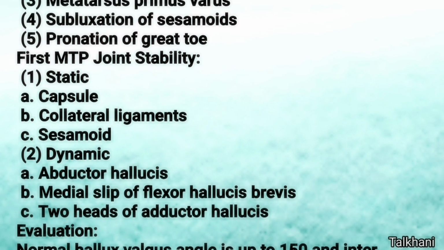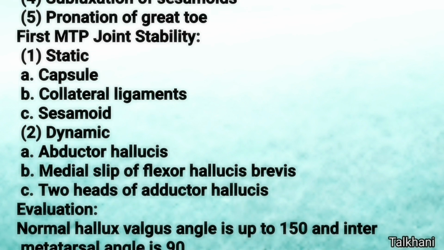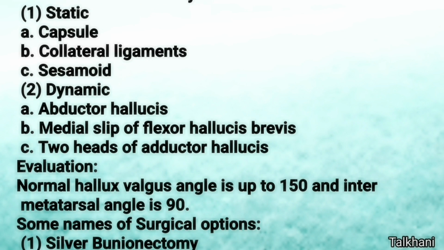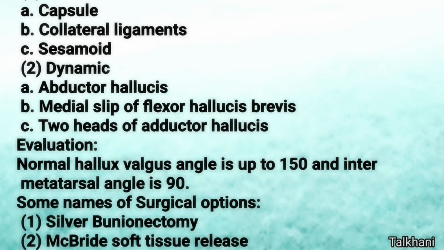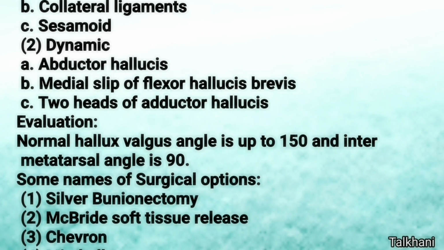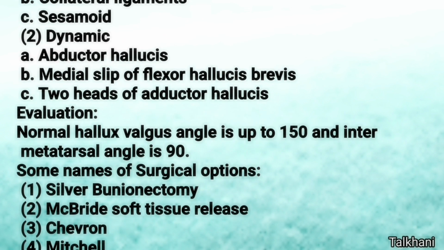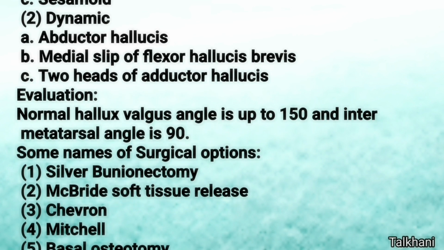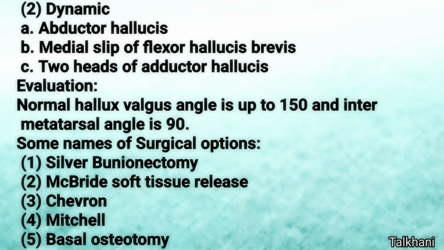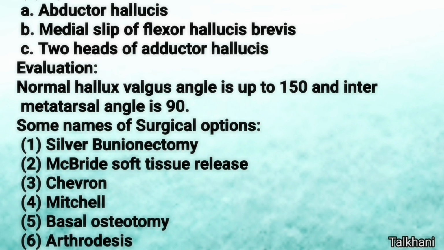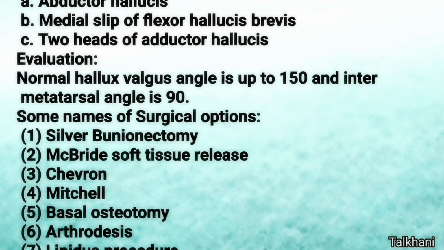First MTP joint has static and dynamic stabilizers. Static stabilizers are capsule, collateral ligaments, and sesamoid ligaments. Dynamic stabilizers are abductor hallucis, medial slip of flexor hallucis brevis, and two heads of adductor hallucis. Normal hallux valgus angle is up to 15 degrees and intermetatarsal angle is 9 degrees.